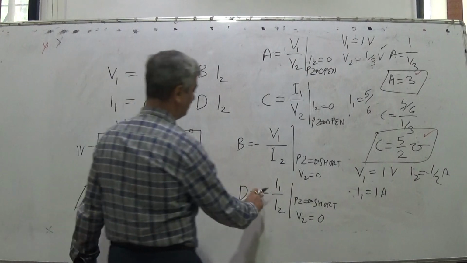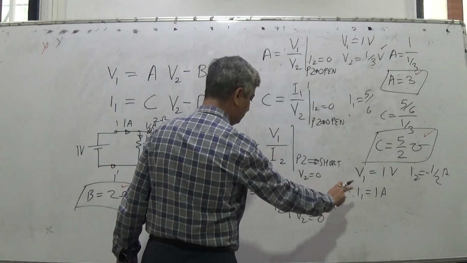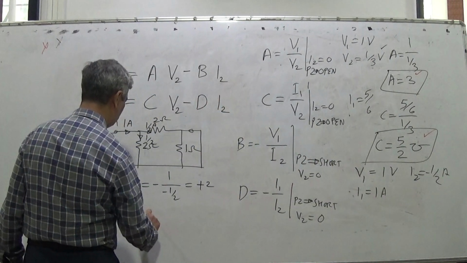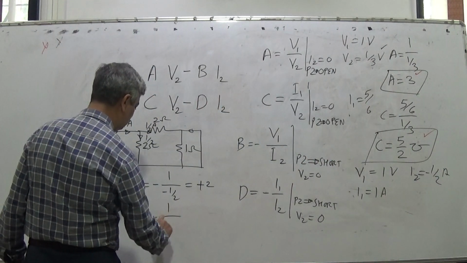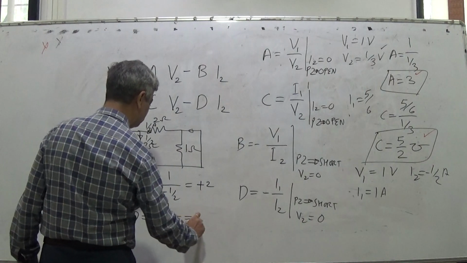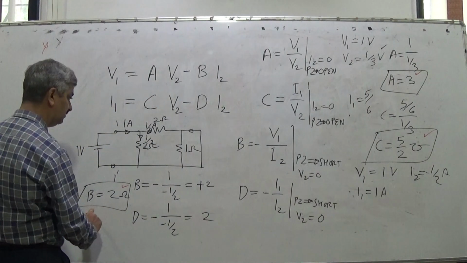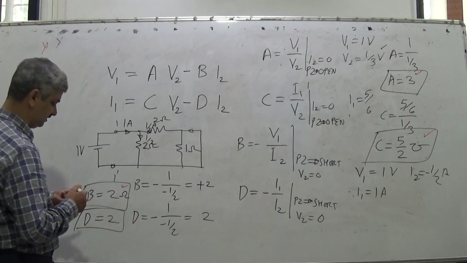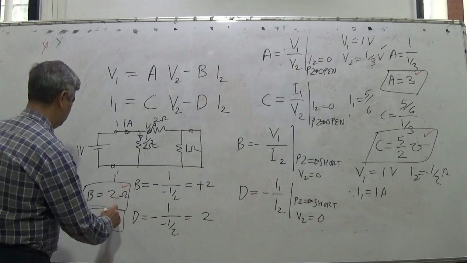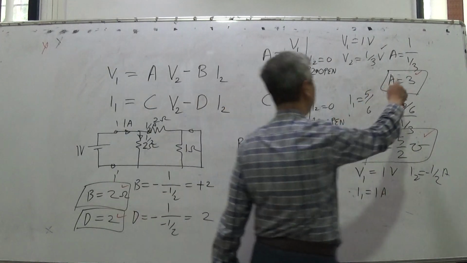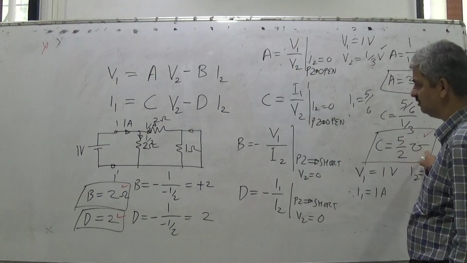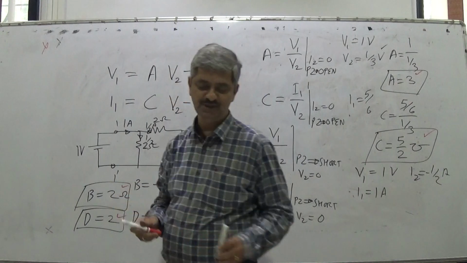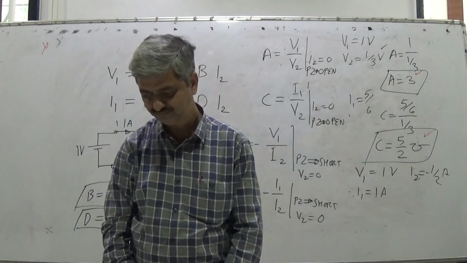And what is D? Minus I1 upon I2. I1 is 1. I2 is minus half. So D equal to minus 1 upon minus half, that is just 2. So D is equal to 2 and unitless. D doesn't have any unit. So A is 3, C is 5 by 2 moles, B is 2 ohms and D is 2. So these are the ABCD parameters.